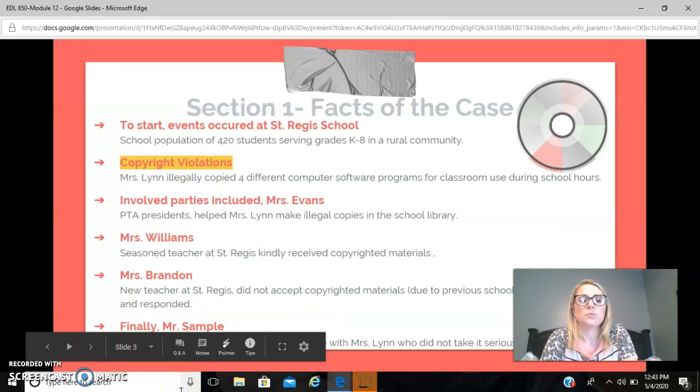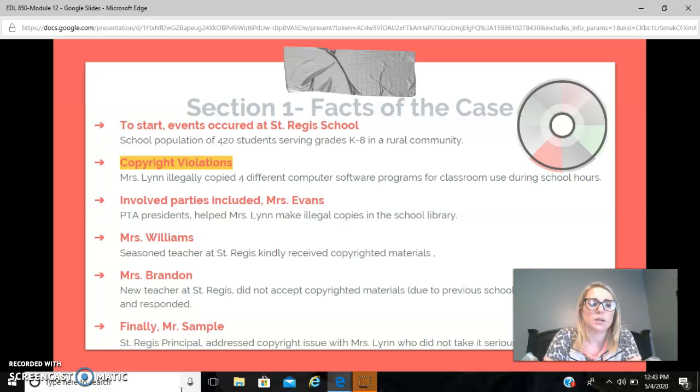Section 1, some other facts to consider. To start, the events occurred at St. Regis School. The school population is 420 students, and they serve grades K through 8. It is a rural community about 20 minutes from a city.